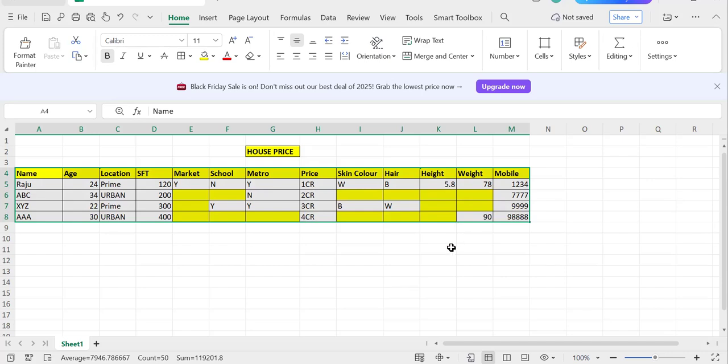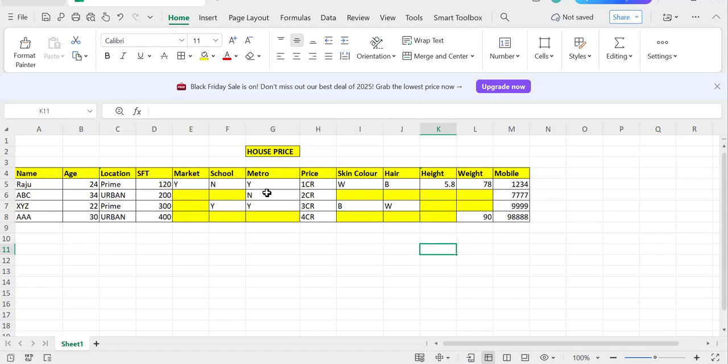Okay, so this is the raw data. Let me tell you what we can say is the dependent variable and what is the independent variable. Let's suppose here is the price, the price of the houses. So the house price will increase.